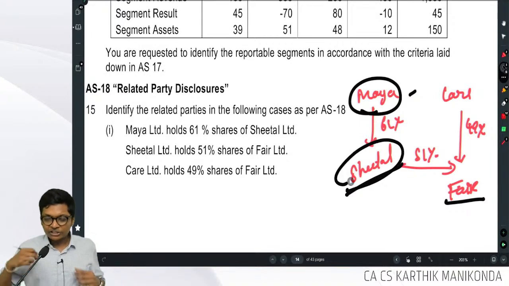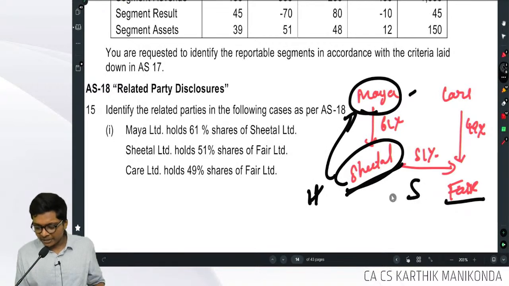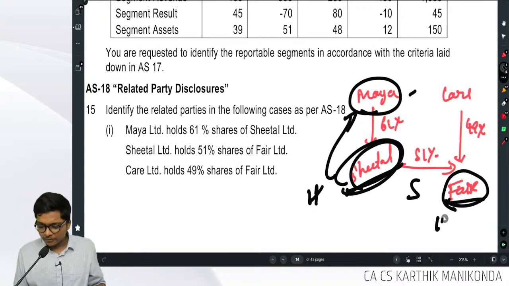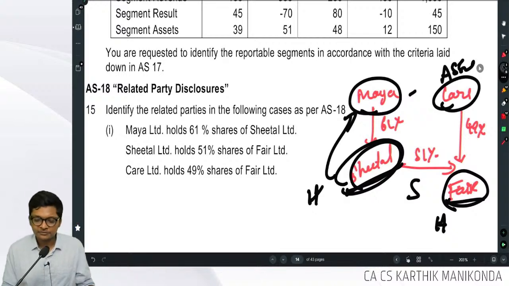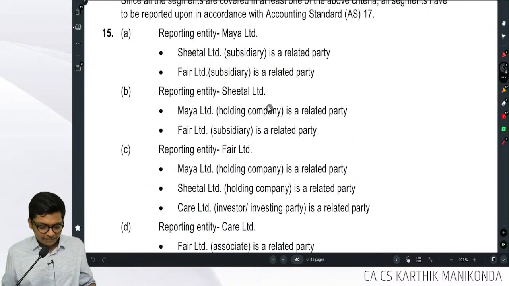Come to Sheetal. For Sheetal, Maya will become holding, and Far will become subsidiary. Are you following, guys? For Far, Sheetal will become holding and Car will become associate company, associate investing company. For Car, Far will be, what do you call, joint, investing associate company. So look at that same thing.